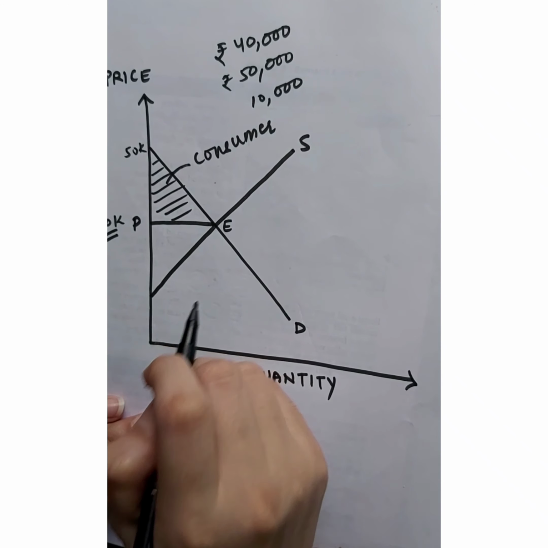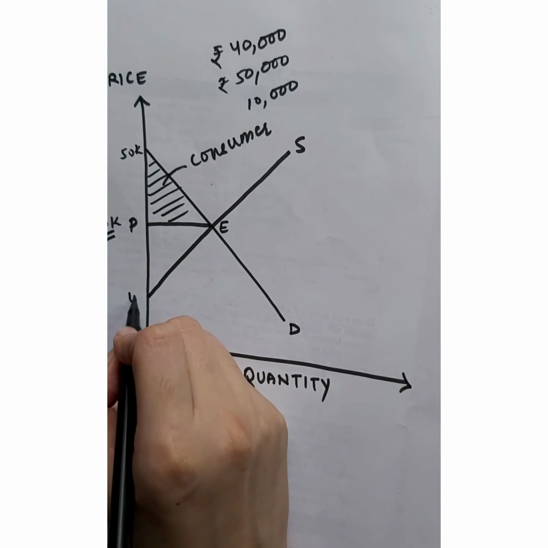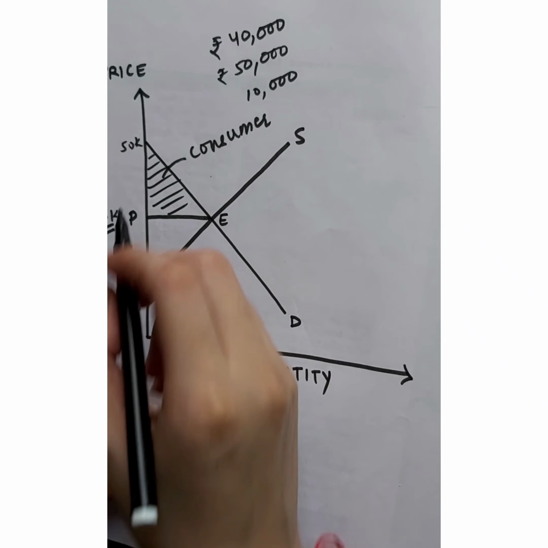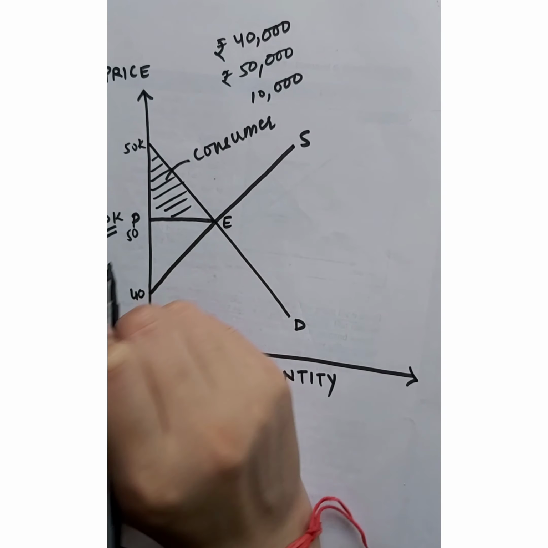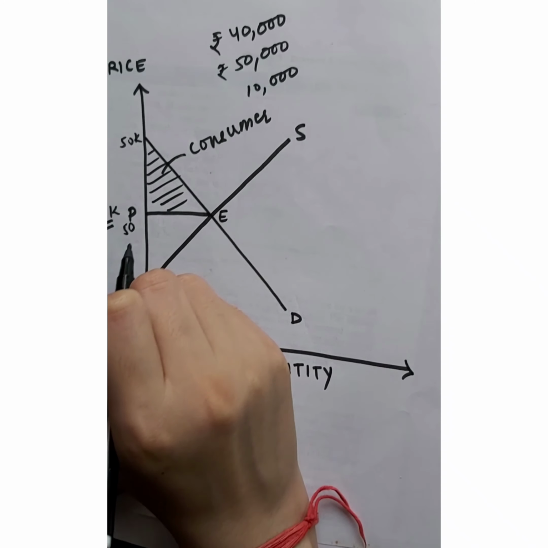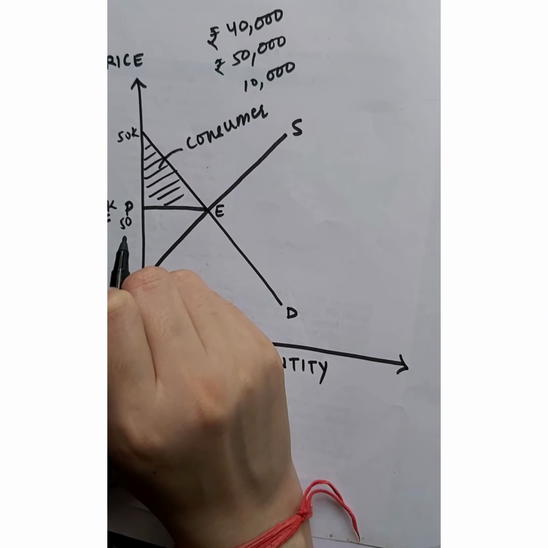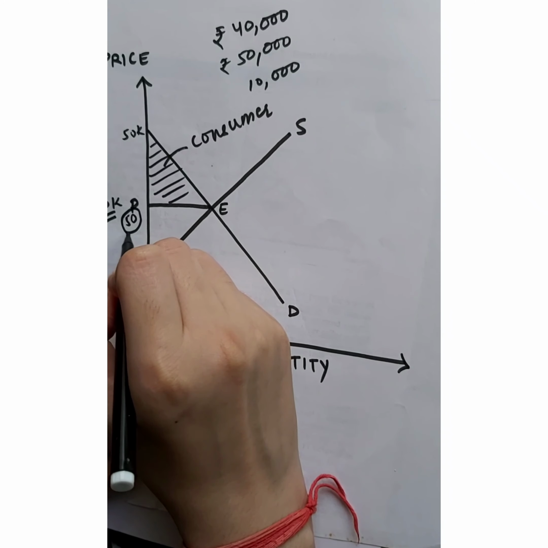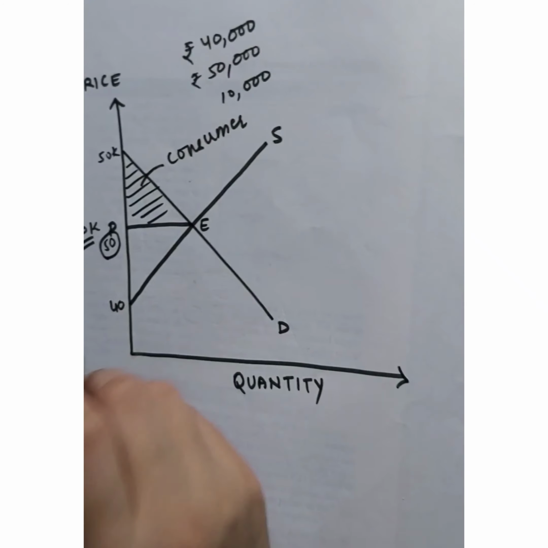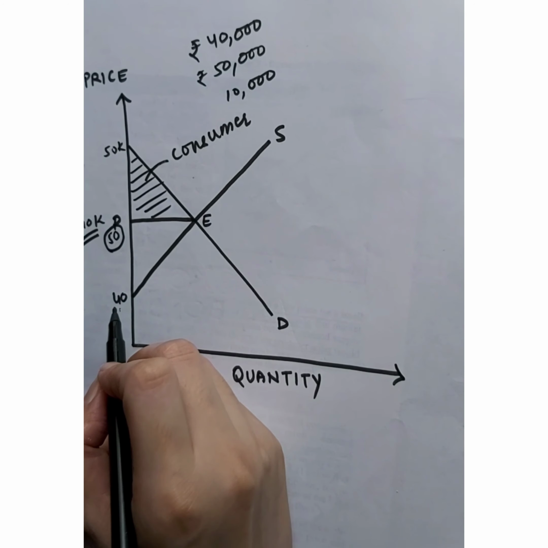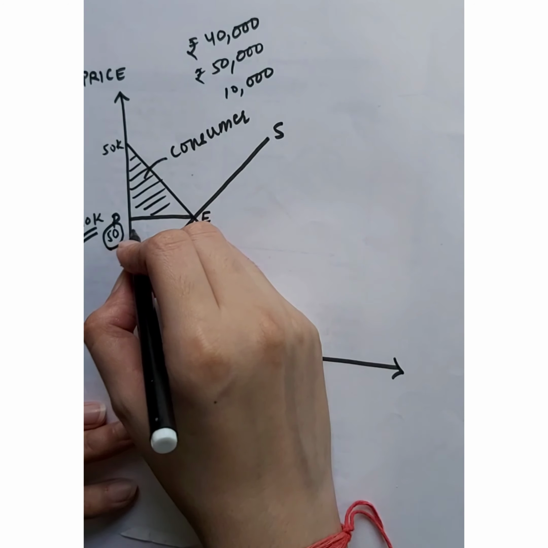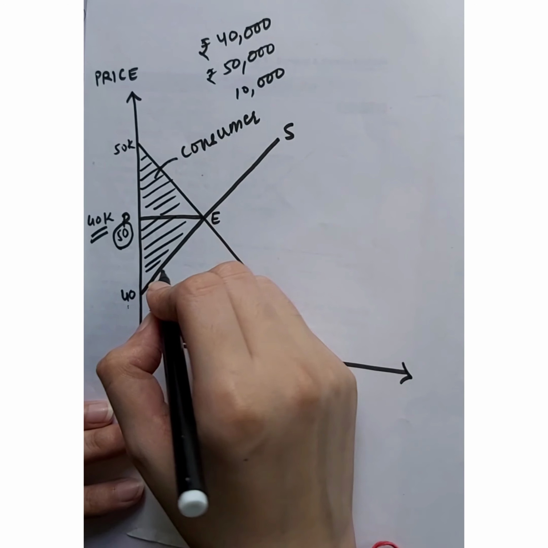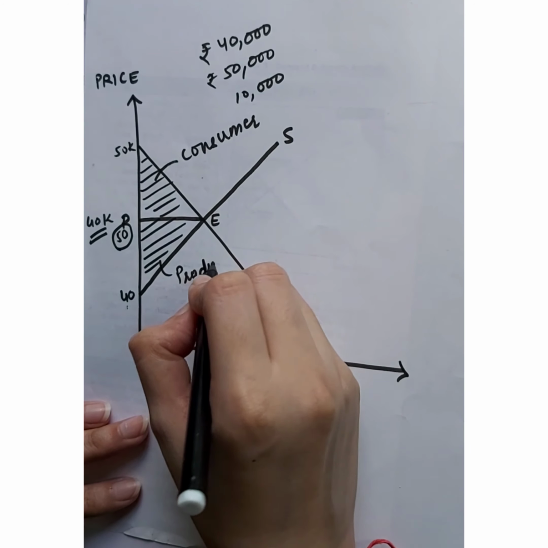So the price at which I am willing to sell is 40 rupees, but the market determined price is 50 rupees. So when the consumer comes to buy that biscuit, he'll buy at the market price, which is 50 rupees. I was willing to sell that at 40 rupees. So that 10 rupees would be my producer surplus.